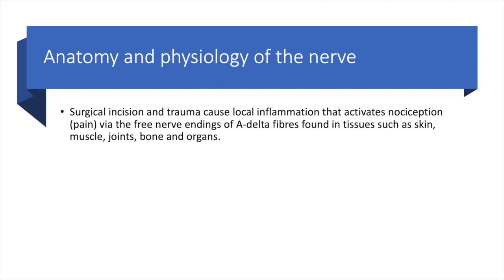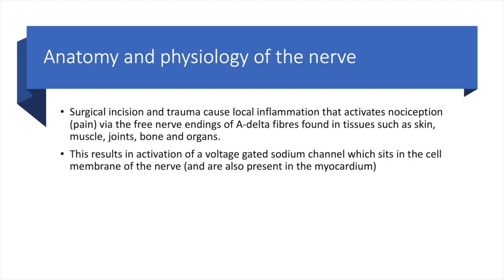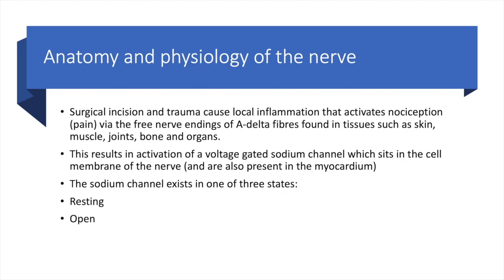If we're doing surgery, or the patient has suffered some trauma, there's generally local inflammation which activates pain receptors. These are located in the free nerve endings of the A delta fibres, and they can be found in a number of places such as skin, muscle, joints, bones, and even organs. This results in the activation of a voltage-gated sodium channel which sits on the inside of the membrane of the nerve. They're also present in the myocardium as well, which is important. The channel is in one of 3 states. It's either resting, open, or inactivated.